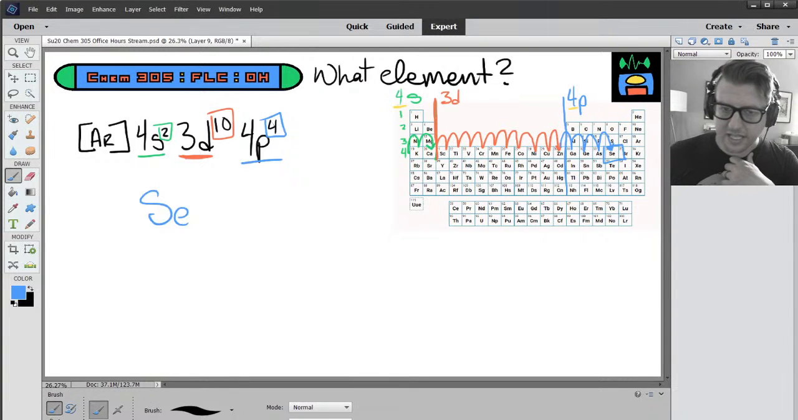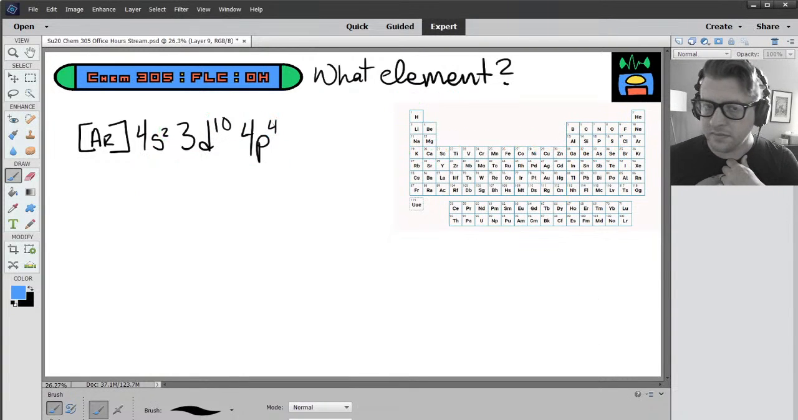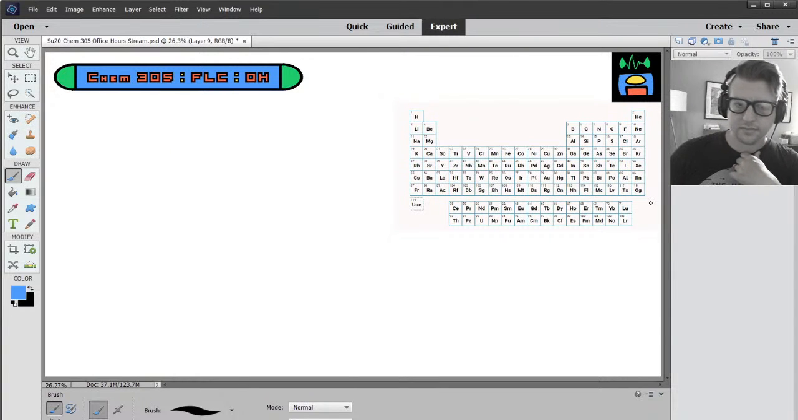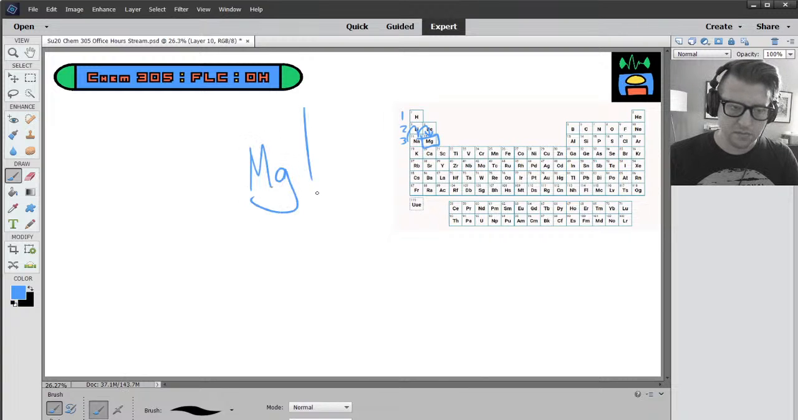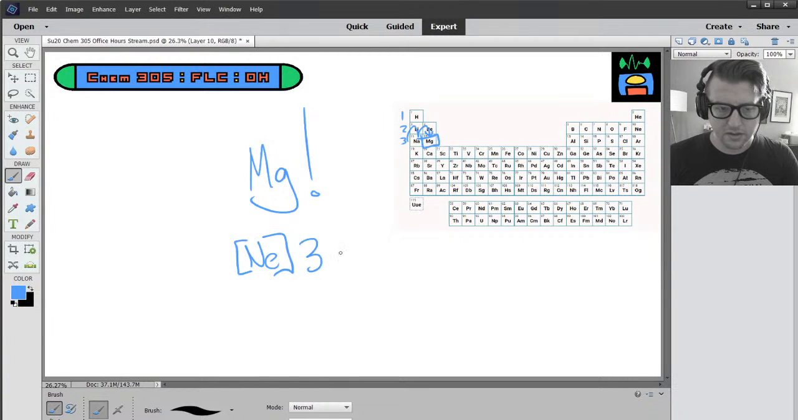All right, so let's look at the periodic table. So 3s2, you count down. One, let me open a new layer, there we go. 1, 2, 3. And then you move 2 spaces in, 1, 2. Magnesium is your dude. Magnesium would have neon, 3s2.